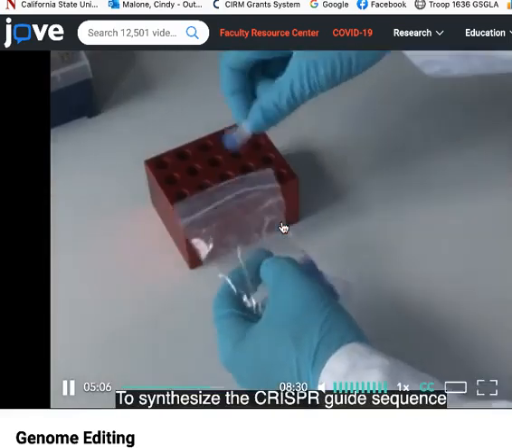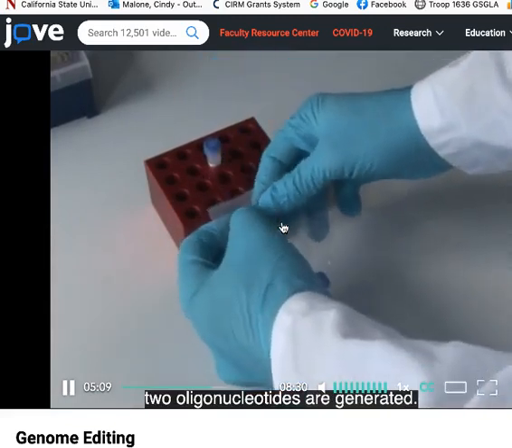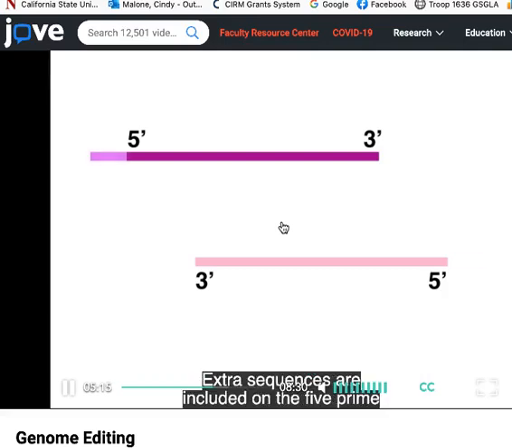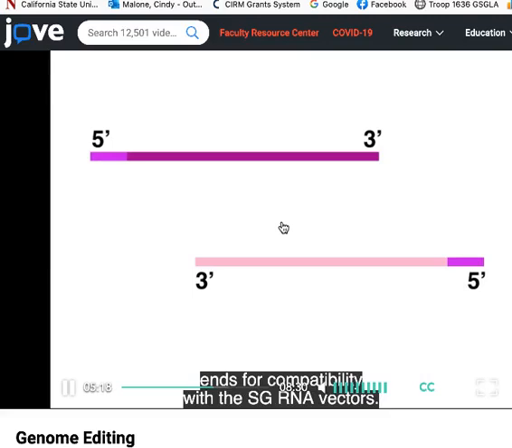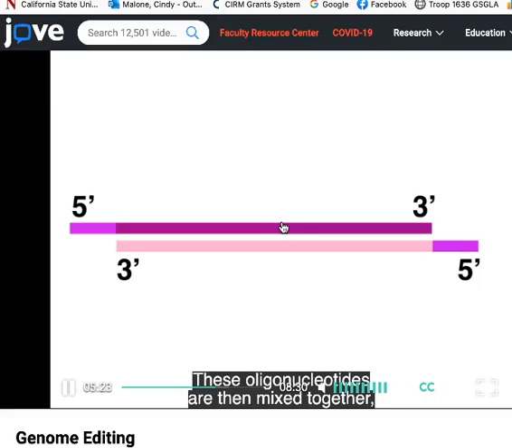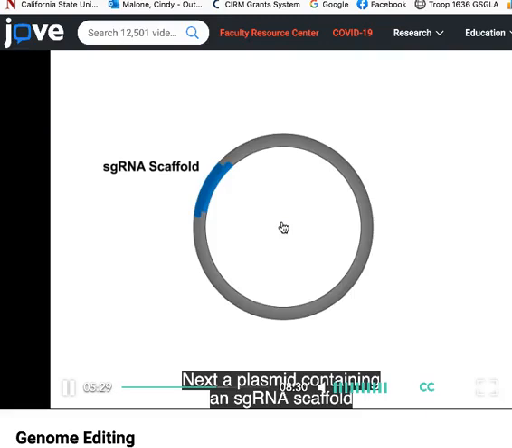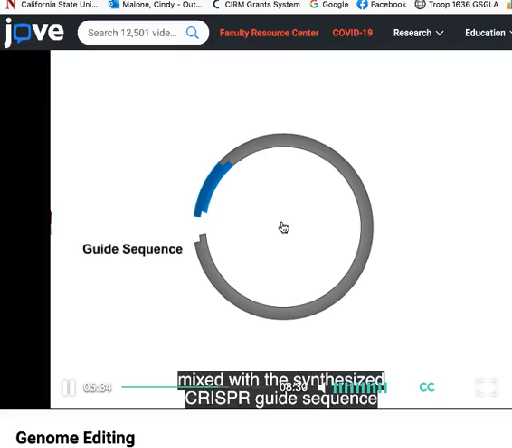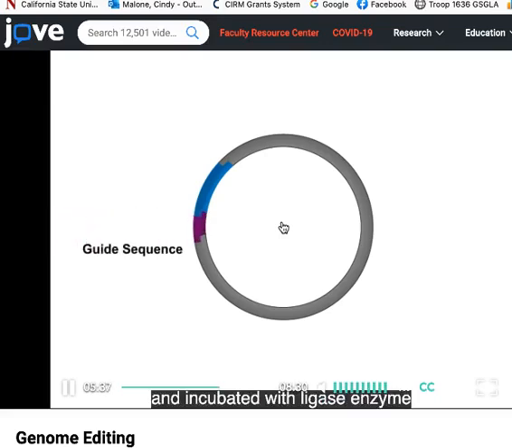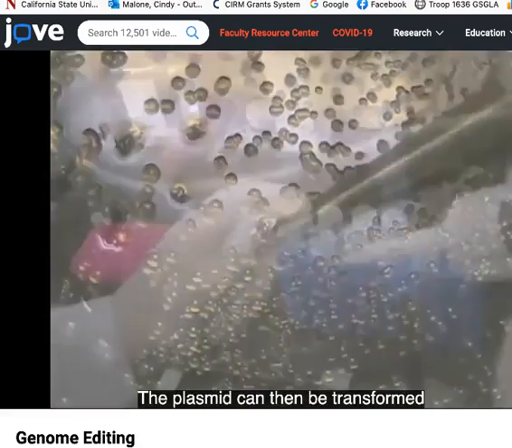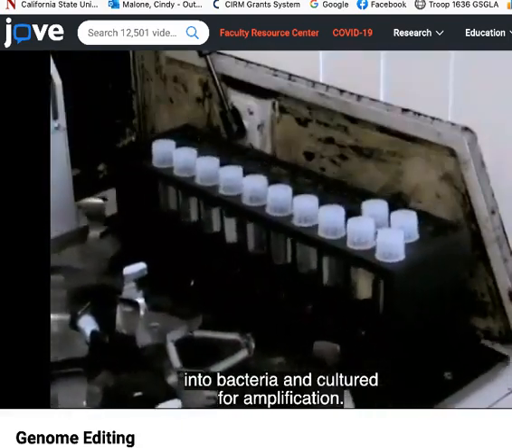To synthesize the CRISPR guide sequence, 2 oligonucleotides are generated, one identical and one complementary to the target sequence. Extra sequences are included on their 5' ends for compatibility with the sgRNA vectors. These oligonucleotides are then mixed together, denatured, and then annealed. Next, a plasmid containing an sgRNA scaffold is cut with the appropriate restriction enzyme, mixed with the synthesized CRISPR guide sequence, and incubated with ligase enzyme to create the sgRNA construct. The plasmid can then be transformed into bacteria and cultured for amplification.